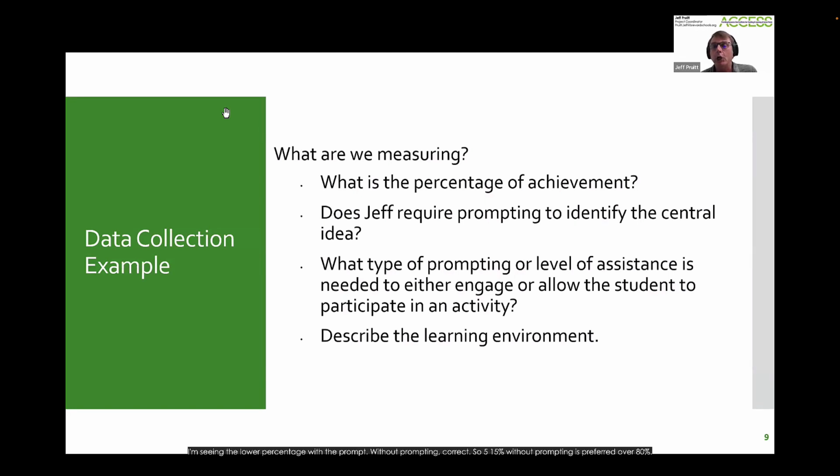I'm seeing the lower percentage with the prompt, without prompting, correct. So 15% without prompting is preferred over 80% accuracy with prompting. So looking at how you're entering that information into your PLAF statement, it's going to be an explanation issue to those that may not be professional educators in the IEP meeting, because they're going to hear 80% accuracy versus 15% accuracy. And what we really need to do is boast the level of independence.